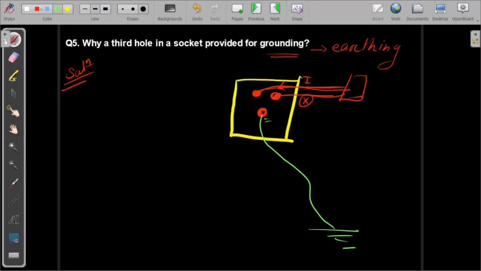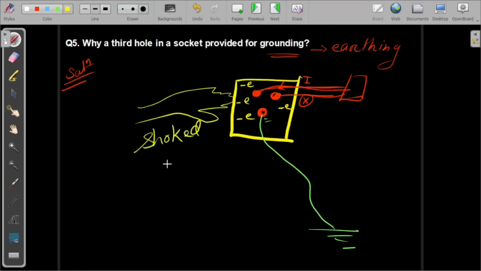Sometimes what happens? Extra charges get accumulated on the appliances. Suppose in this case we are talking about this appliance, that means the socket. Sometimes extra charges get accumulated, in this way. Then if you touch the socket, what will happen? Suppose you are going to touch this, then you will be shocked due to this extra charge.